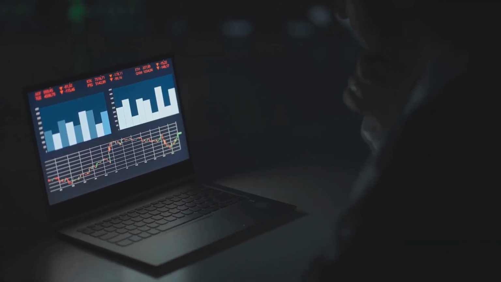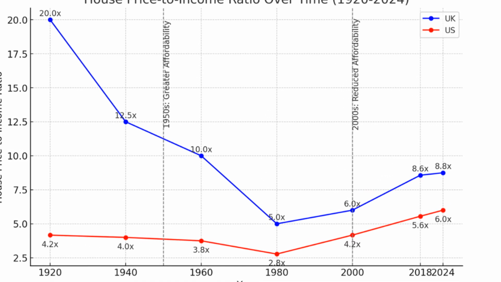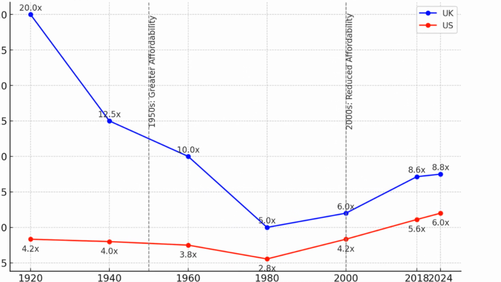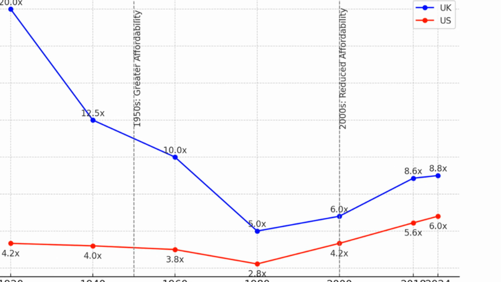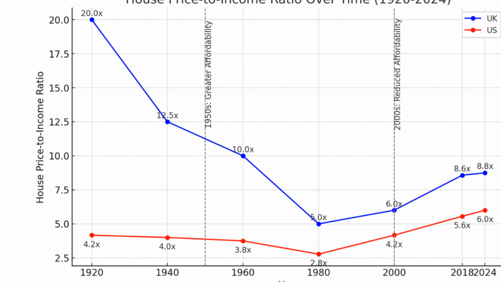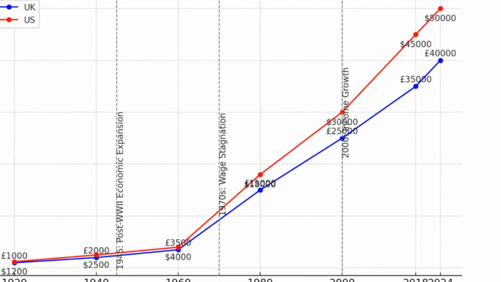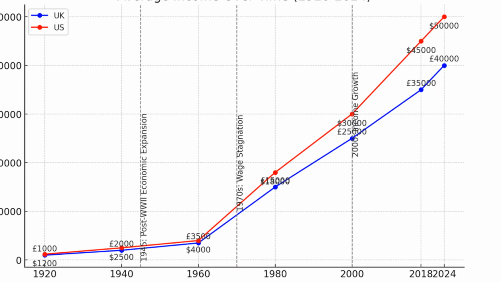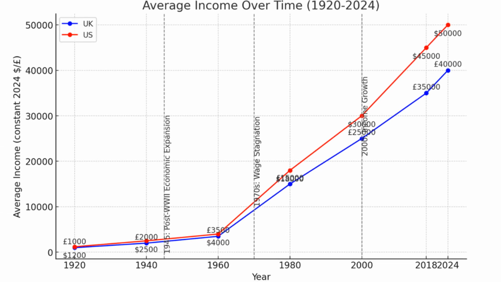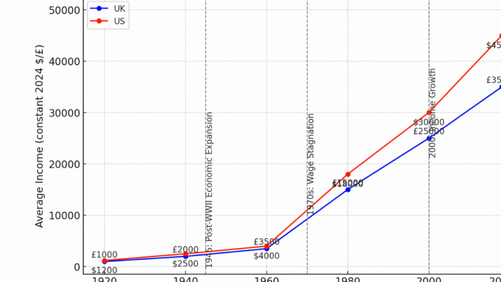Let's dive into the data. First, we have a line graph showing the growth of average house prices in both the UK and US from 1920 to 2024. Notice the significant price jumps during certain periods like the post-war boom and the early 2000s. Next, we have a similar line graph illustrating the growth of average incomes over the same period. Here, you can see periods of stagnation and rapid growth.